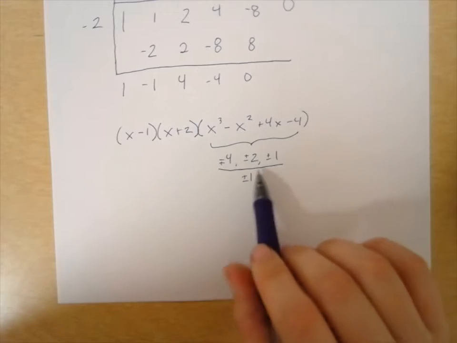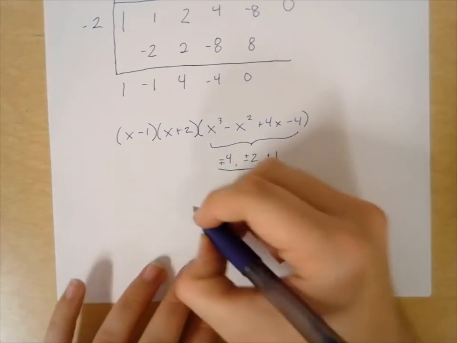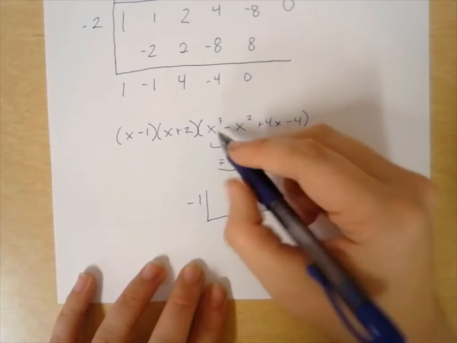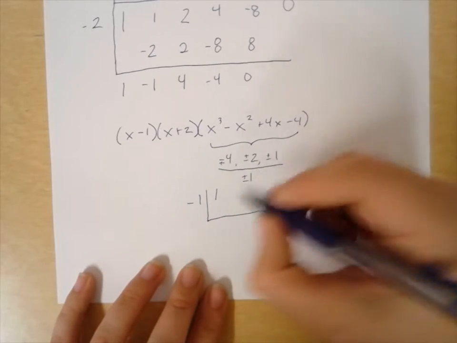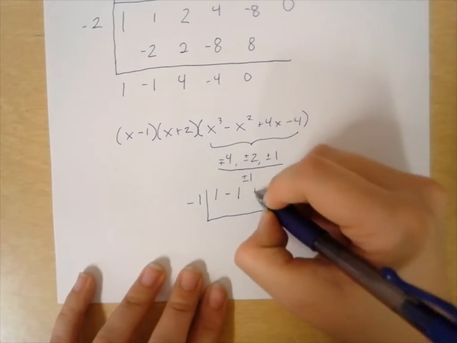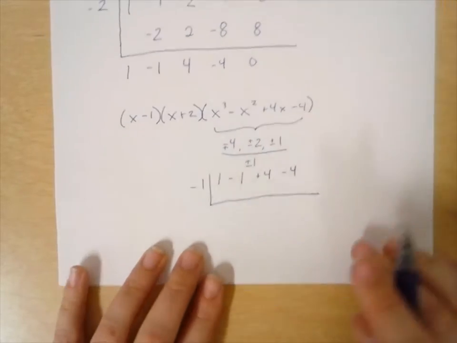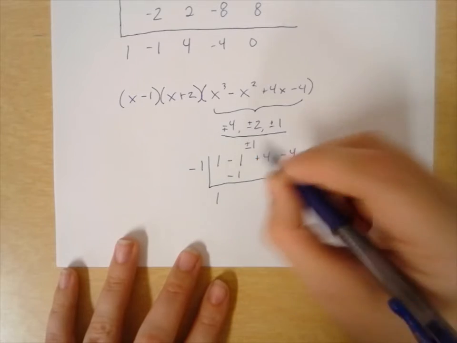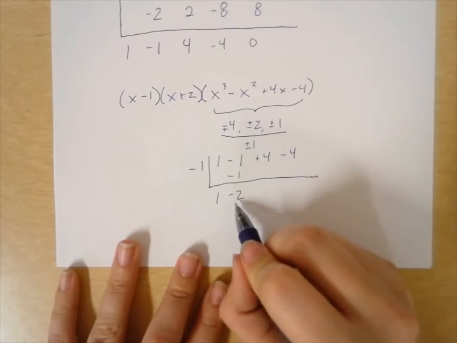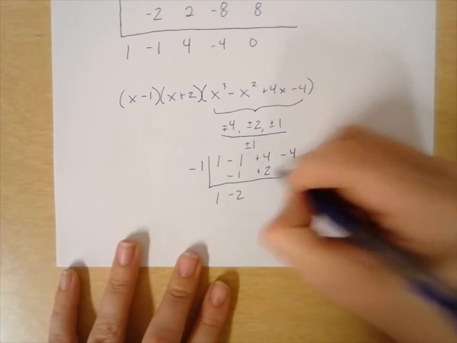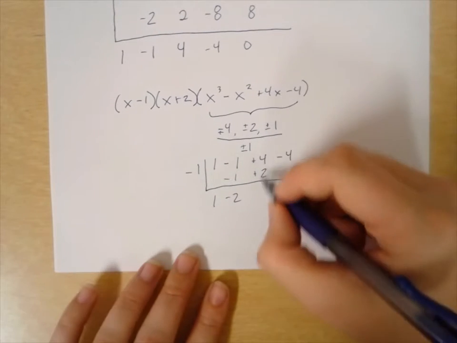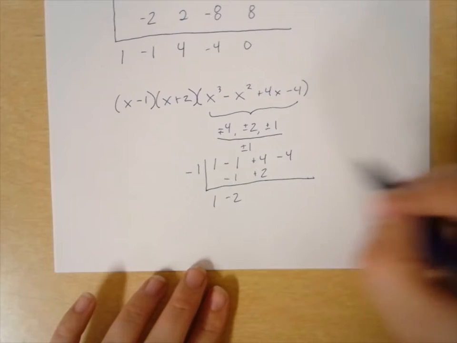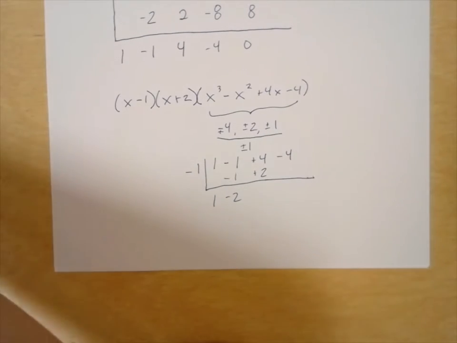So what I'm going to do is test the minus 1 on the outside of this new shortened cubic. So I'm going to have 1, minus 1, plus 4, minus 4. I'm going to bring 1 down. I'm going to say 1 times negative 1 is negative 1. I'm going to get negative 2. Negative 2 times negative 1 is going to be 2. I'm going to get 6.